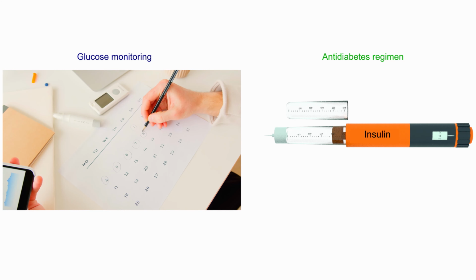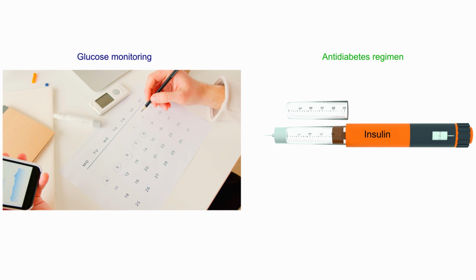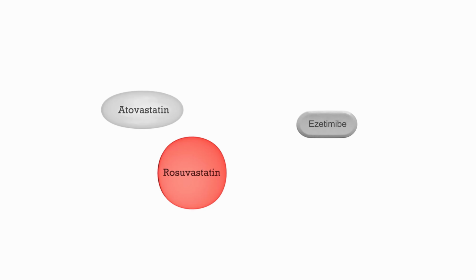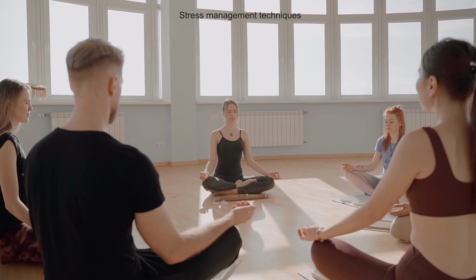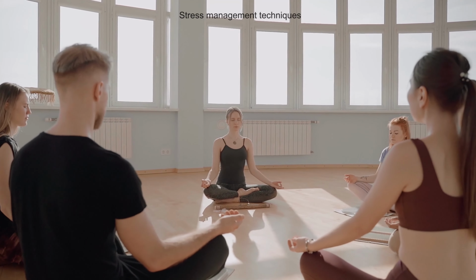Blood sugar levels should be checked regularly. Compliance with anti-diabetes regimen is necessary to achieve optimal glucose control. Medications for treating high cholesterol and lipid levels are necessary to improve blood flow through the coronary vessels. Stress management techniques like meditation, relaxation exercises, and hobbies could be beneficial.